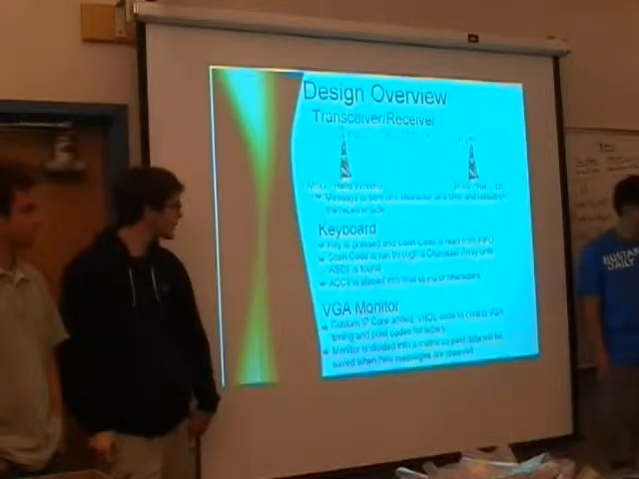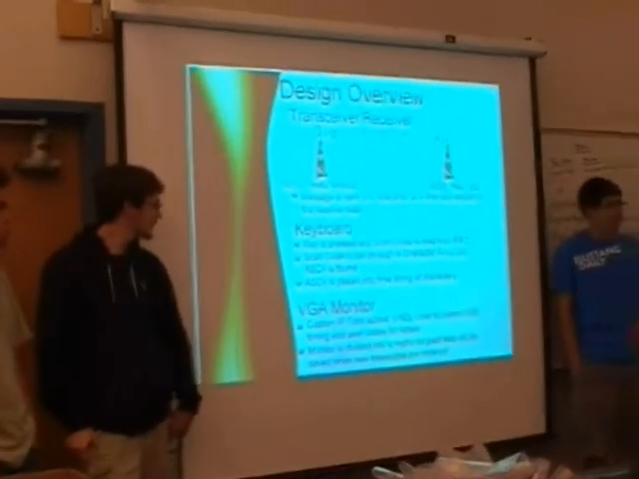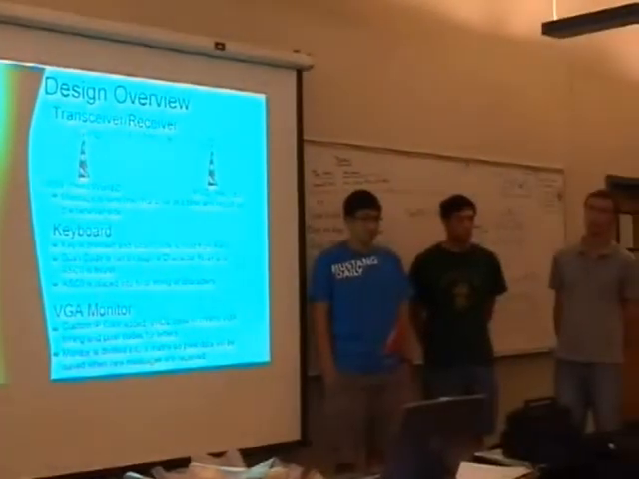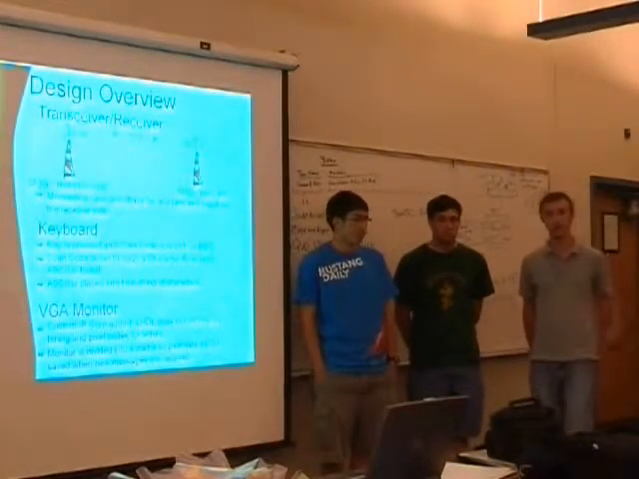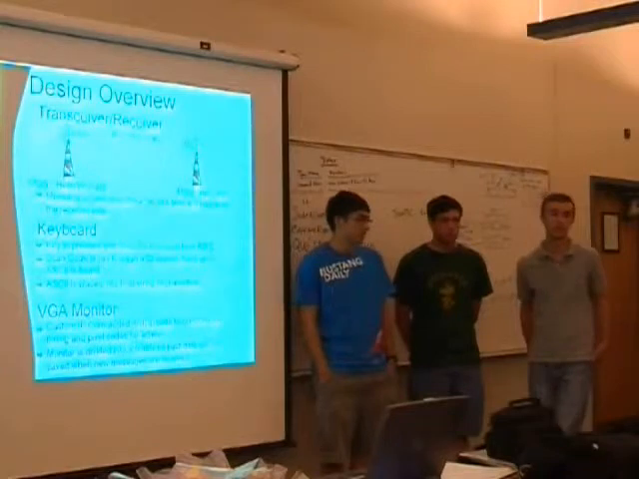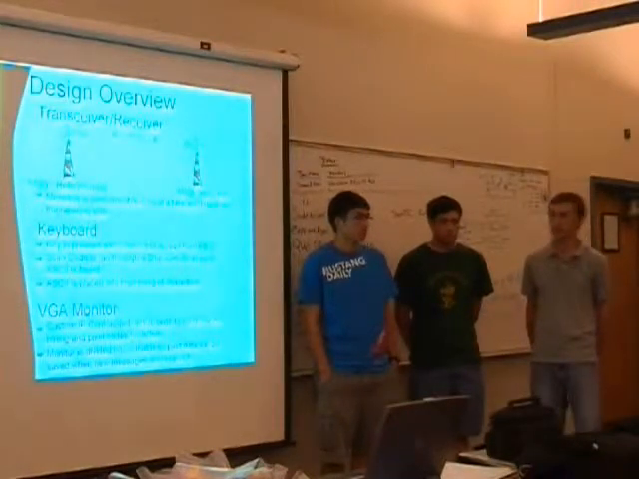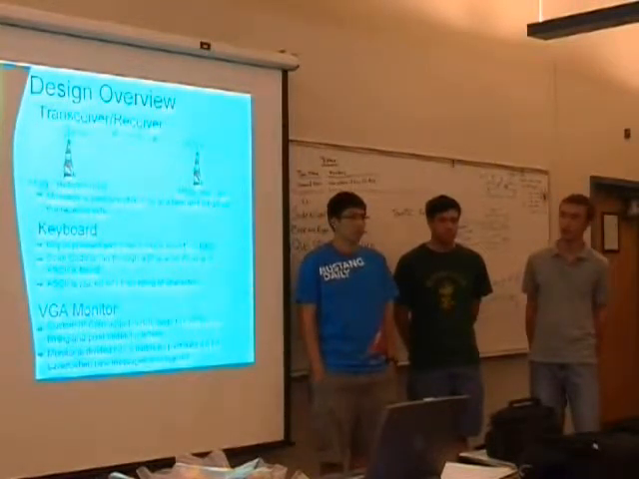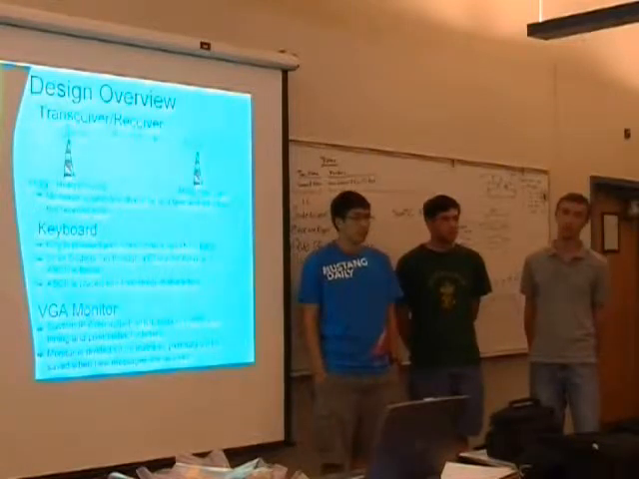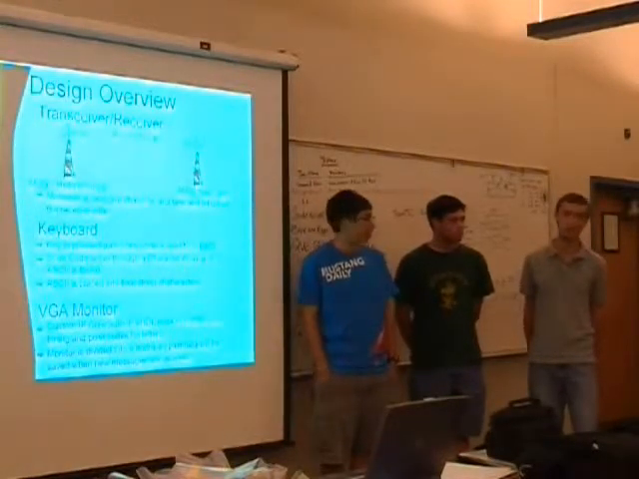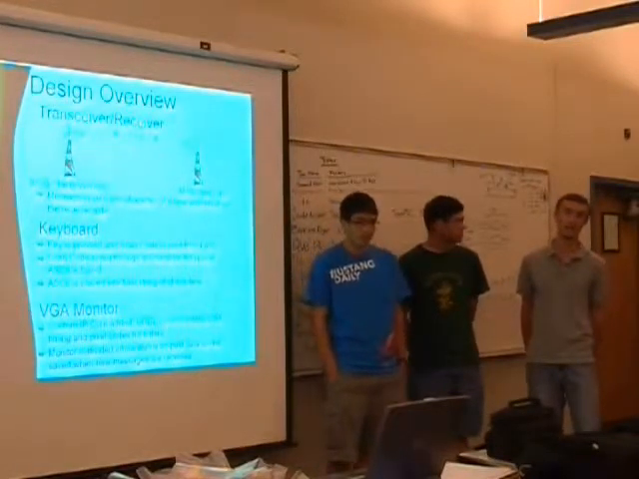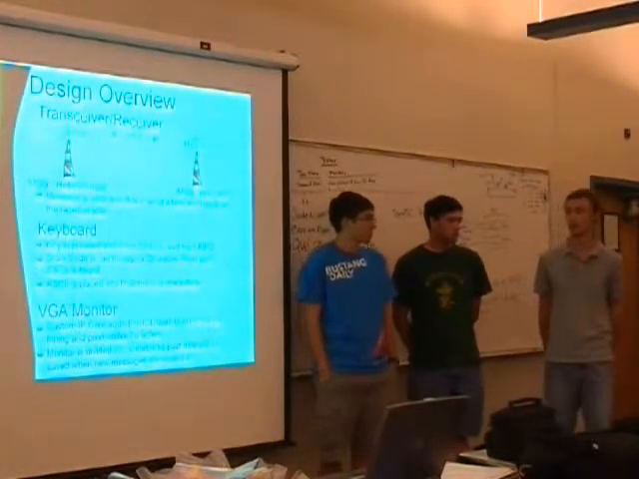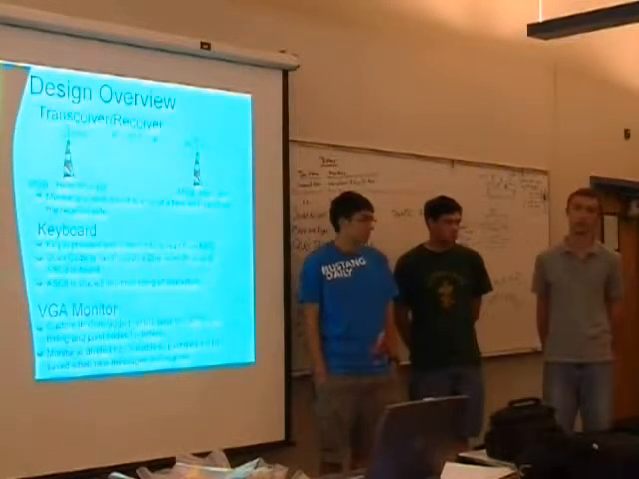For the VGA monitor, we wrote the HDL code to add an IP core to MicroBlaze, and we used Digilent's code for the control signals for the VGA, the horizontal and vertical sync. And then we designed the characters pixel by pixel and set up an array in the VHDL code to output characters to the monitor.